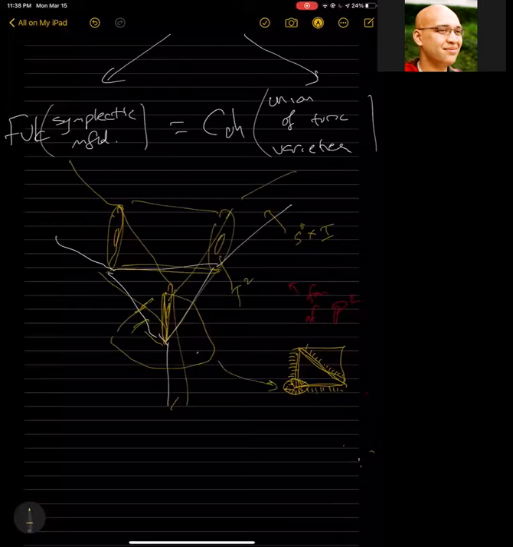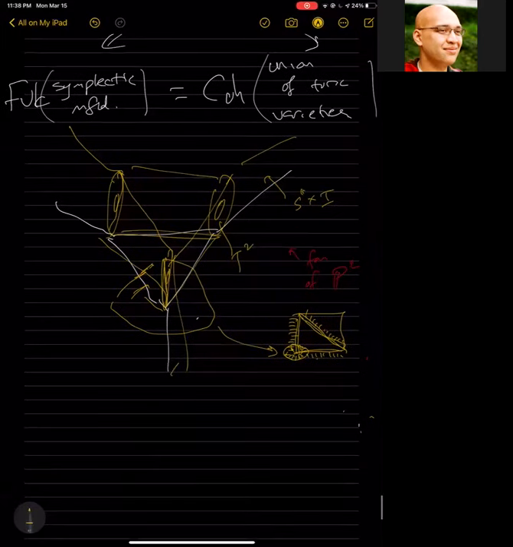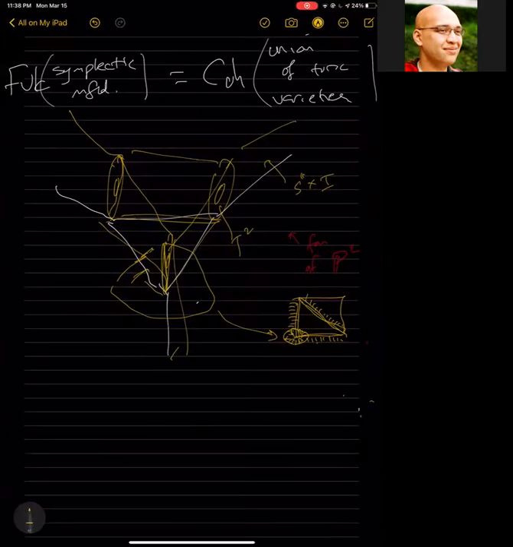I've explained to you now how to glue these Lagrangians together, and you get some kind of cell complex, whatever. And the statement, which maybe is not so hard to see, is that this is the skeleton of a symplectic manifold.